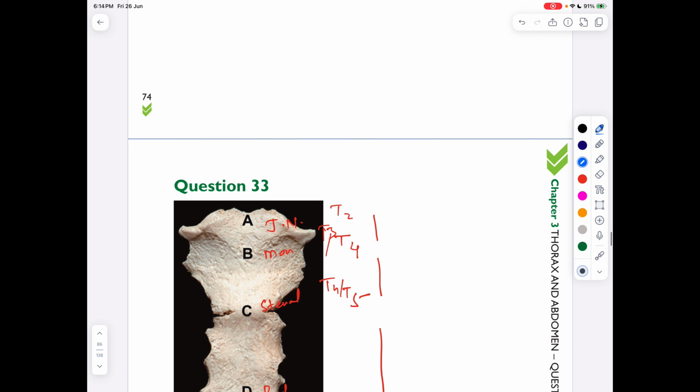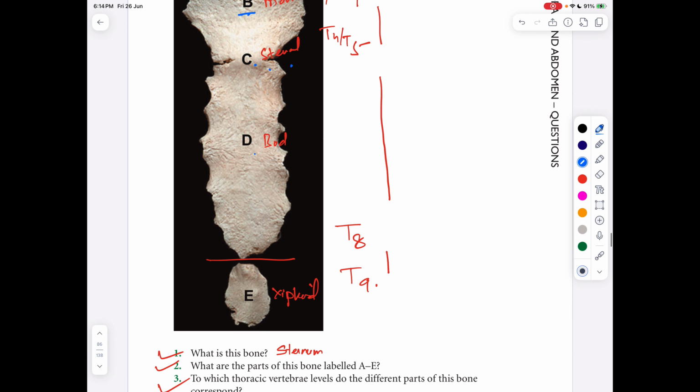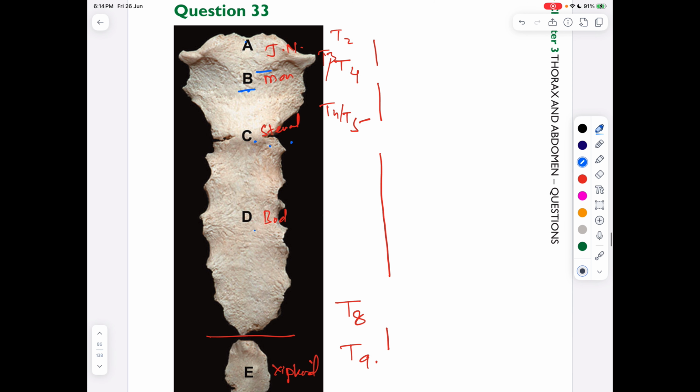So this one is the picture of the sternum. A is the jugular notch, B is the manubrium. So here is the manubrium. T2, T3, T4, and this is the sternal angle. Here is the second rib. Sternal angle, manubrium, jugular notch, body, and the xiphoid. To which thoracic vertebral levels do different parts of the bone correspond? The sternal angle is T4, T2 to T4 is the manubrium, T8 at the xiphoid, and T9.